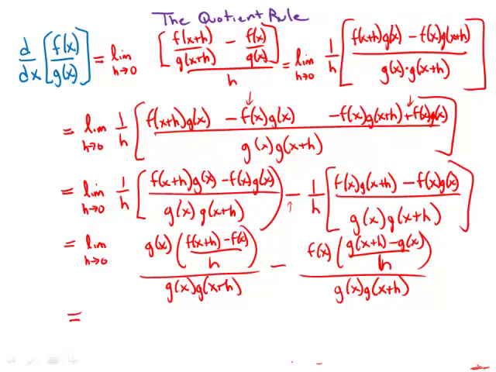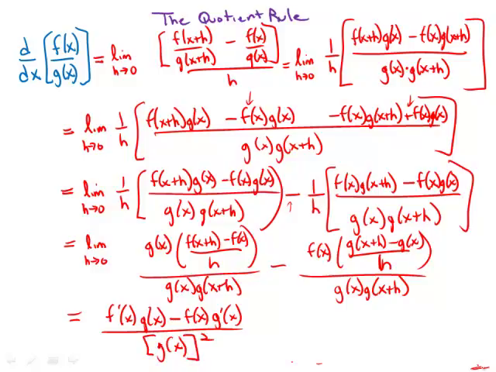And so the final expression, we get an f prime of x times a g of x minus an f of x times a g prime of x over, and of course the g of x plus h in the denominator, that just goes to g of x. So we get g of x times g of x, which is g of x squared. And so this is the quotient rule.